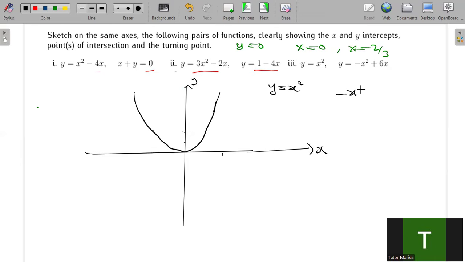And then you have the other one, negative x squared plus 6x. So for this one, the turning point is 0, 0, because look, it's turning at 0, 0. And then you have the intercept being x equal to 0, and also y equal to 0. Those are the intercepts there. Now moving on to this one here, we complete the square.